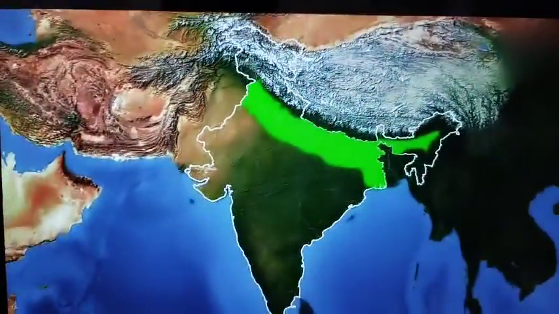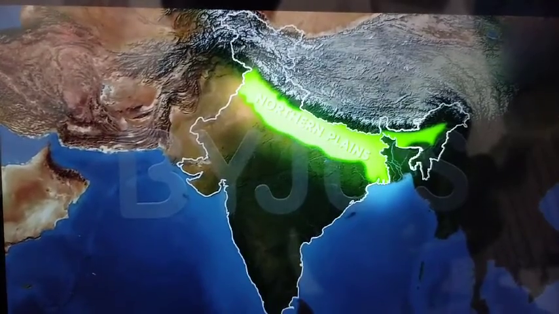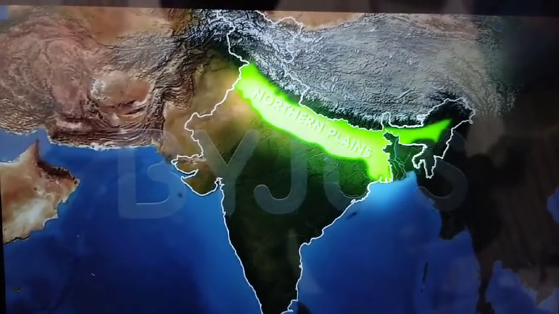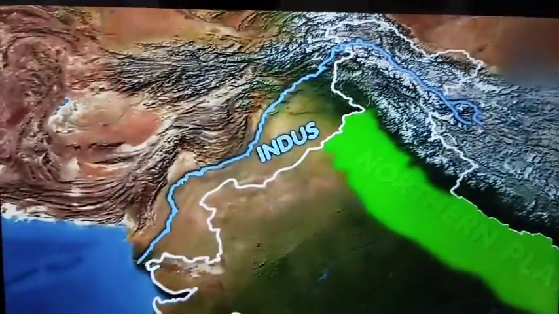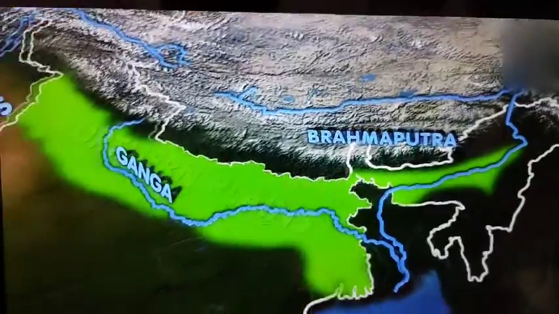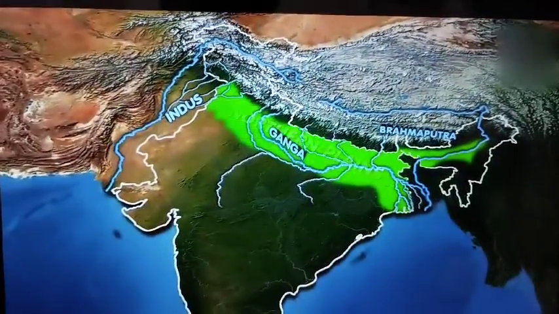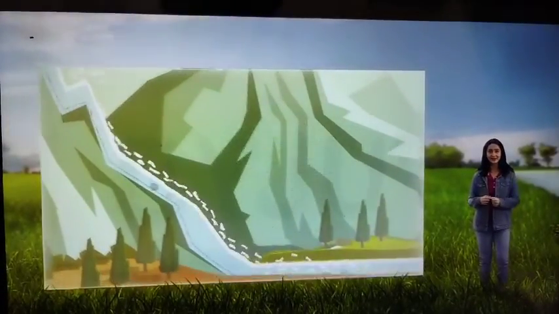Look at this map. The northern plains, as you can see, have been formed by the interplay of 3 major river systems: the Indus, the Ganga, and the Brahmaputra, along with their tributaries. The alluvial soil brought by the rivers from the Himalayas form the northern plains.